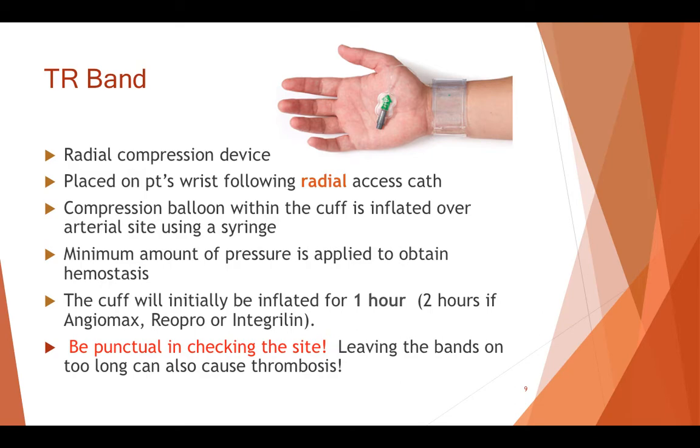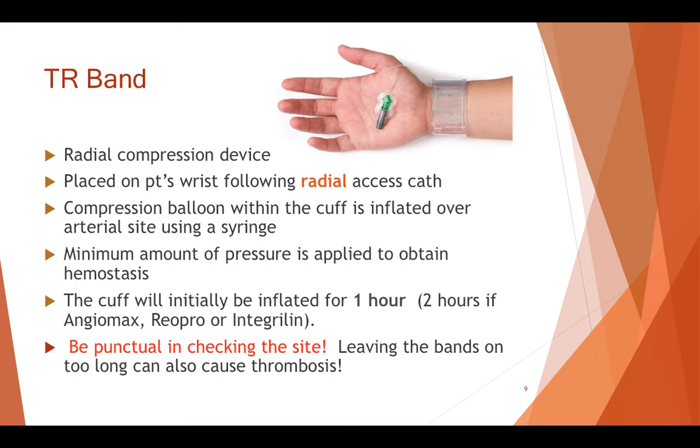So usually, in report you'll get when the TR band was placed, and the cuff will initially be inflated for about an hour unless they were given things like Angiomax, ReoPro, or Integrilin. So let's say the patient went for a heart cath, the band was put on at 9 o'clock. Our first check should be at 10 o'clock. So we're going to use a special syringe, attach it to the balloon there, and slowly take some of the air out that's compressing the artery. And we're going to look for any signs of bleeding as we're slowly deflating the balloon.